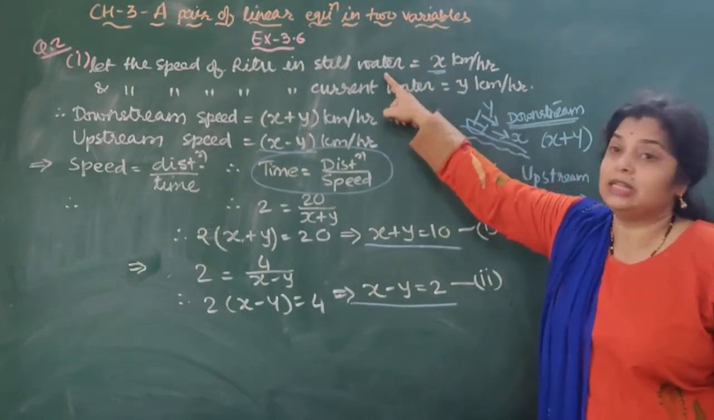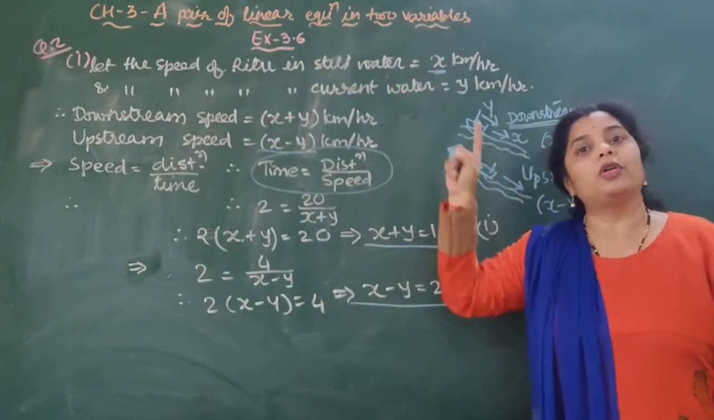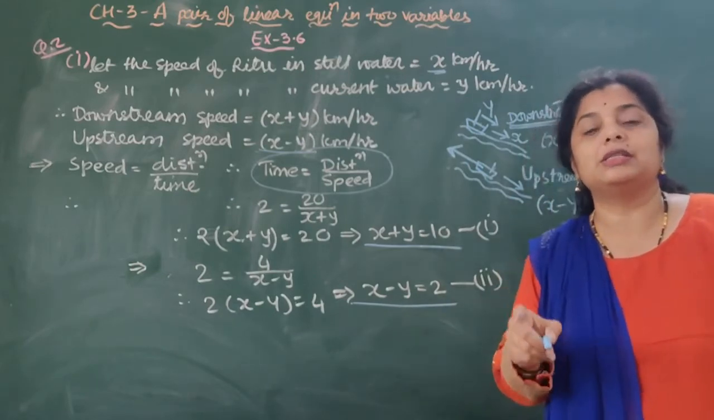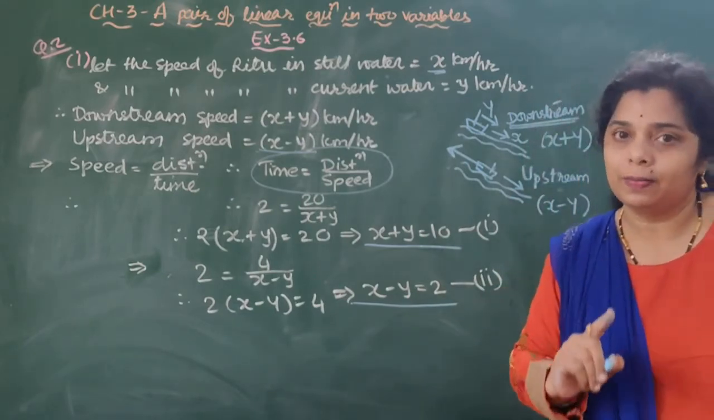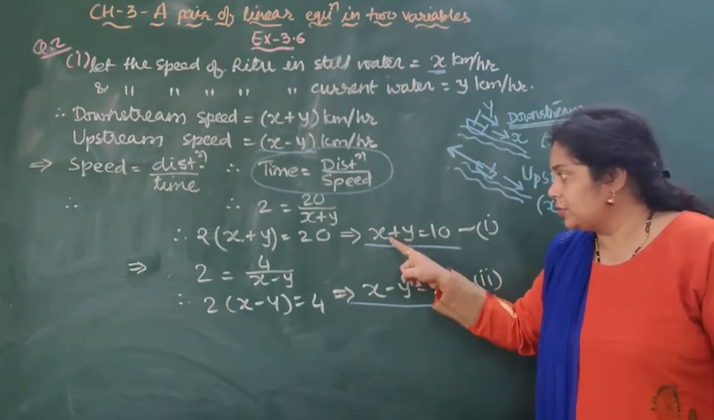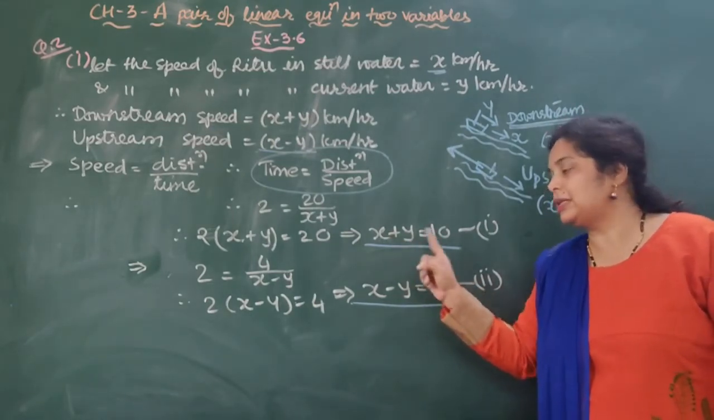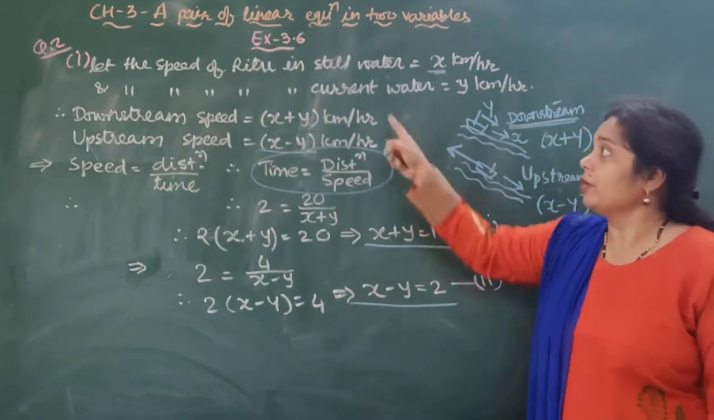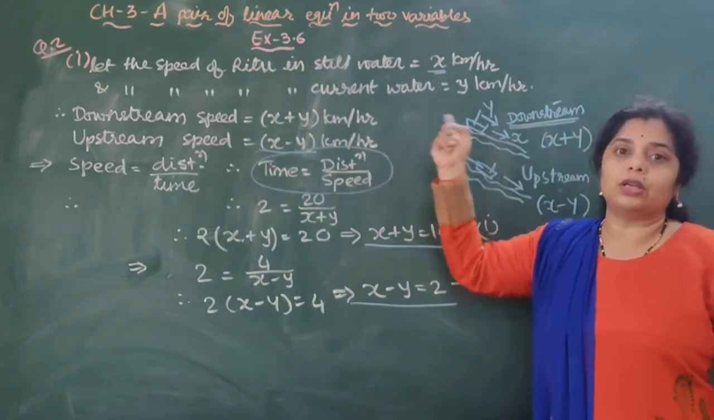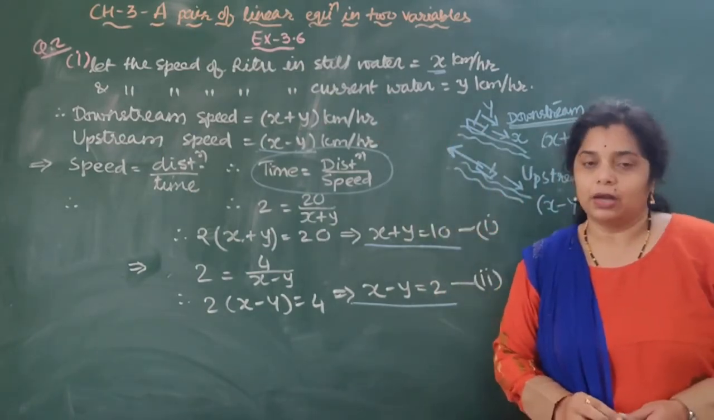It is the speed in still water. Therefore, the speed in still water is 6 km per hour. If we substitute 6 here, what should we get for y? y is equal to 10 minus 6, which is equal to 4. Therefore, the speed of the current is 4 km per hour.